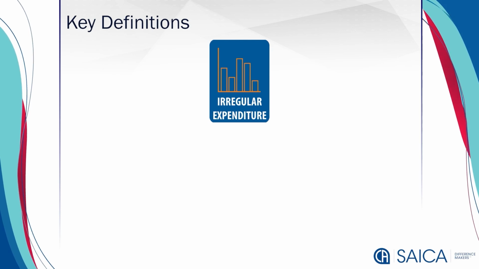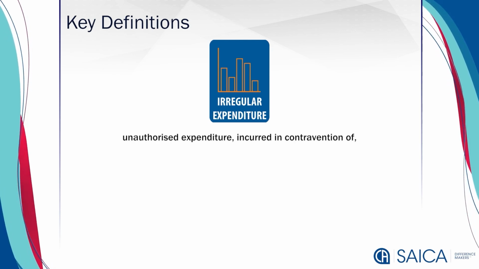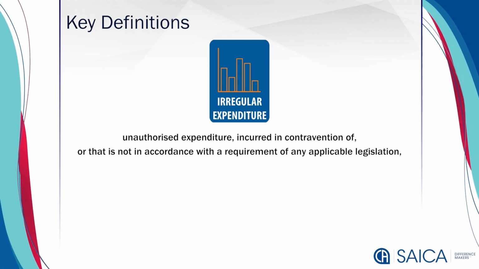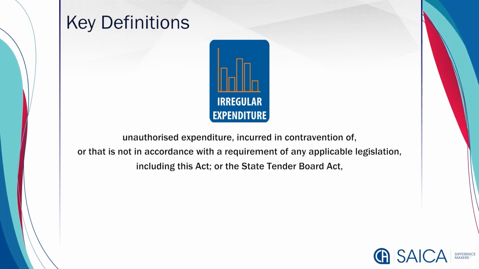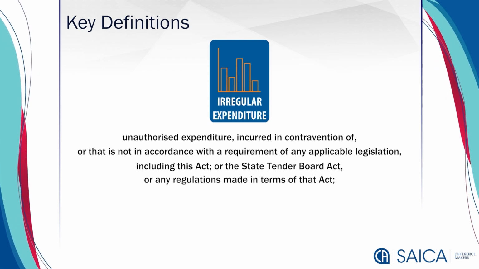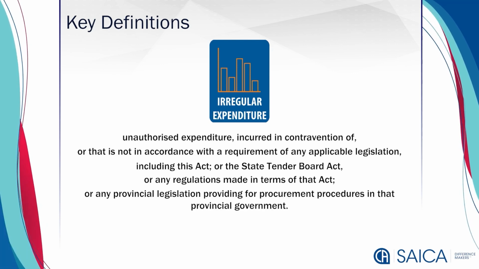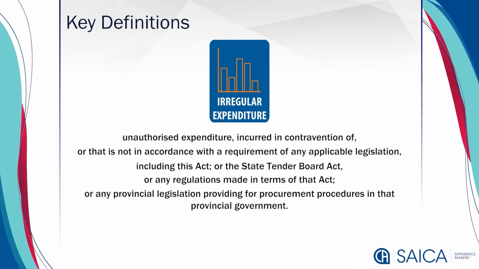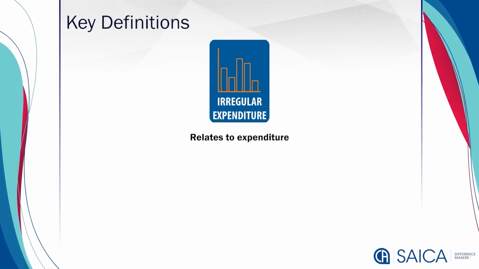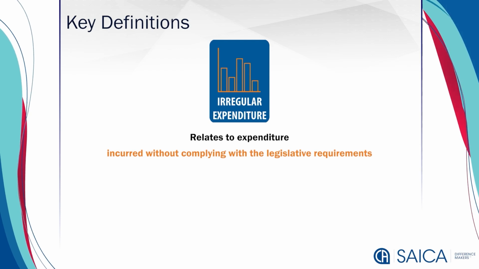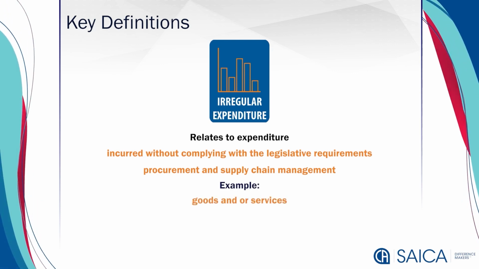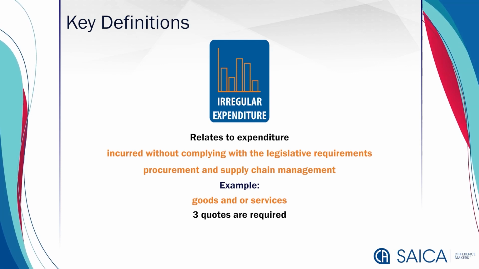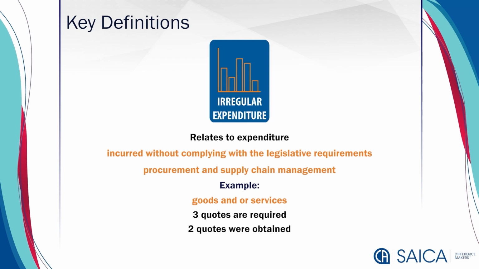Irregular expenditure means expenditure, other than unauthorized expenditure, incurred in contravention of or that is not in accordance with a requirement of any applicable legislation, including this Act, or the State Tender Board Act, or any regulations made in terms of that Act, or any provincial legislation providing for procurement procedures in that provincial government. In other words, this relates to expenditure that has been incurred without complying with the legislative requirements around procurement and supply chain management. An example of such expenditure is procuring goods and/or services where 3 quotes are required in terms of a specific legislation, but only 2 quotes were obtained.